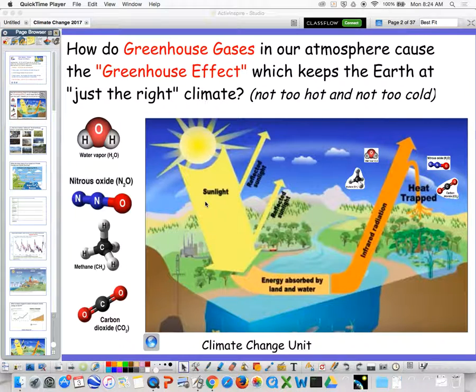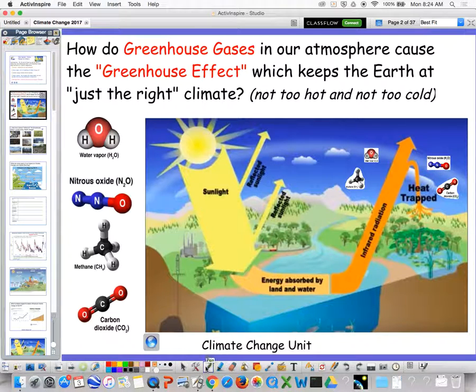This week, we're going to be learning about climate change and the greenhouse effect and learn how the Earth's atmosphere is able to trap enough heat to keep our planet warm. So this is just a summary of the mini lessons that we'll be looking at this week.